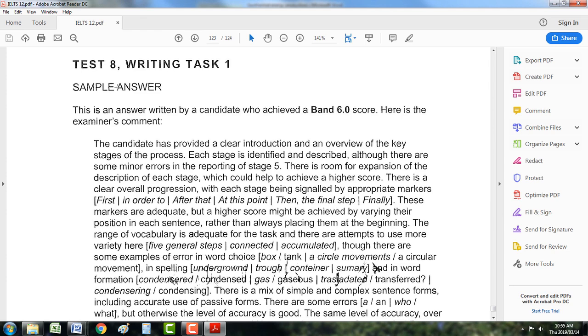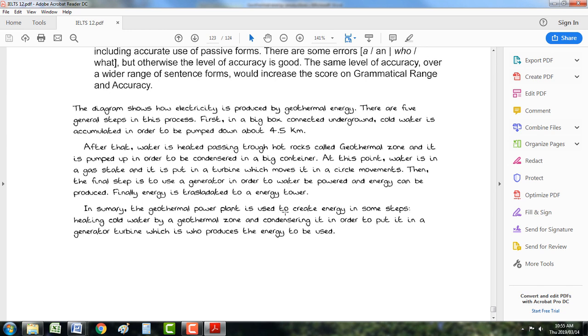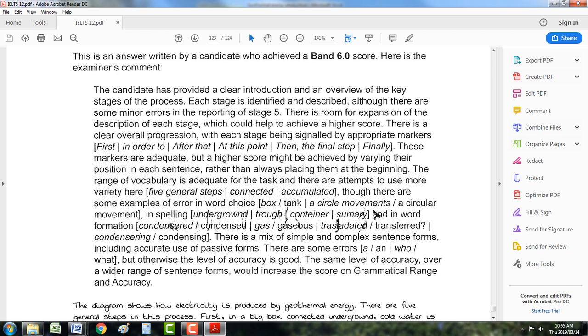And they gave a sample answer which got a band 6. Let's just see what the examiner says. You can read it on your own. Nice paragraphing. I can see immediately some nice linking language. He's put the overview at the end. That's not a problem. Anyway, let's see what the examiner says.